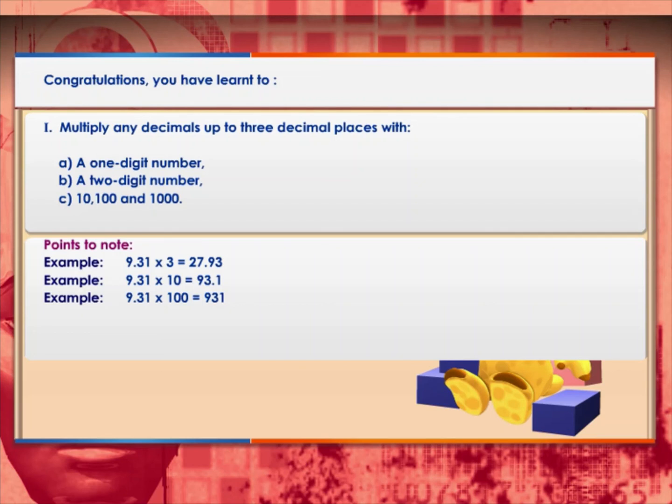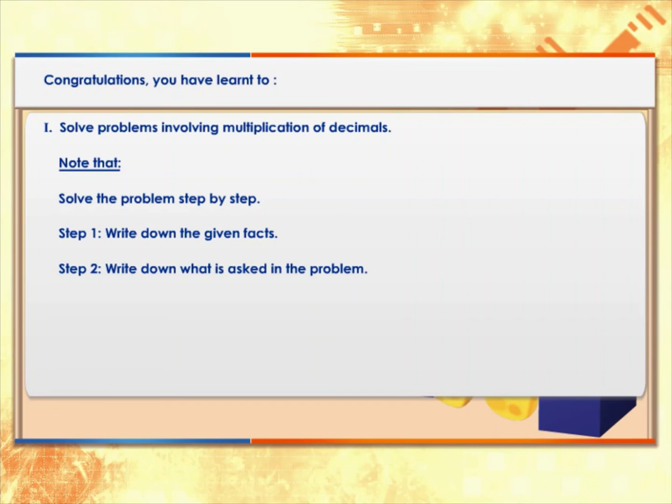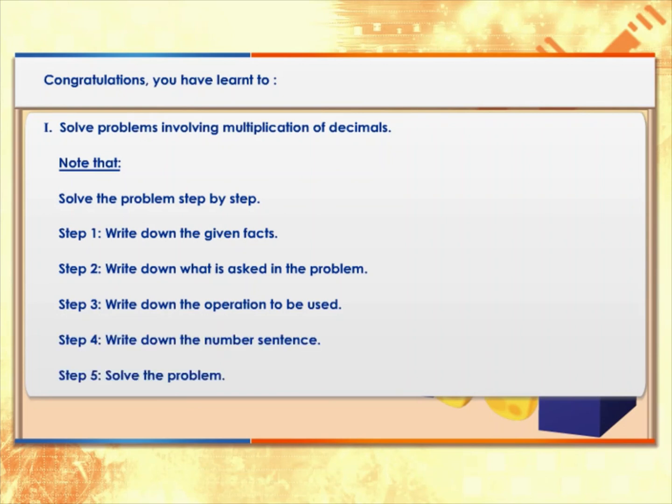Note that any whole number can be treated as a decimal. Solve problems involving multiplication of decimals. Note that you should solve the problem step by step. Step 1. Write down the given facts. Step 2. Write down what is asked in the problem. Step 3. Write down the operation to be used. Step 4. Write down the number sentence. Step 5. Solve the problem.